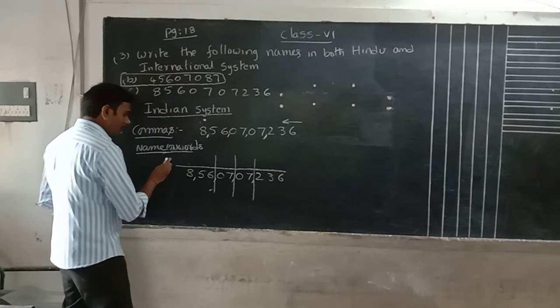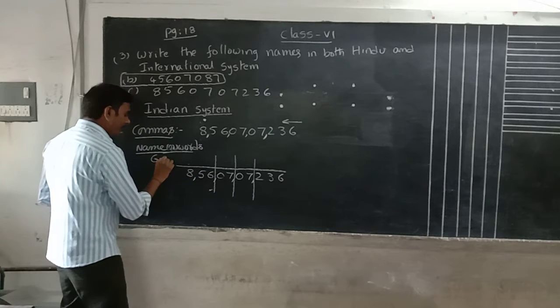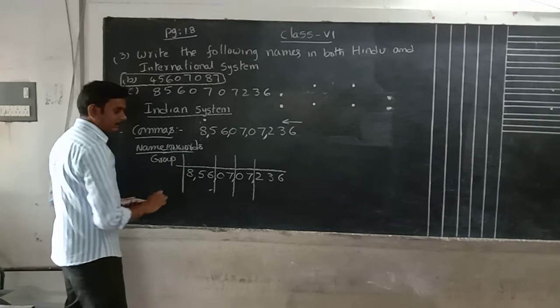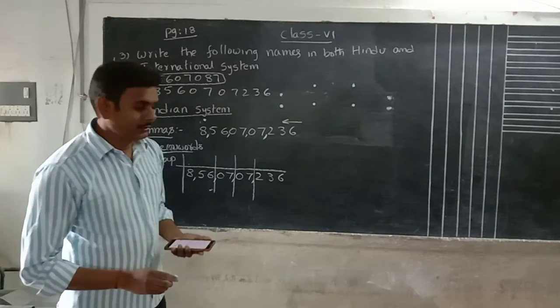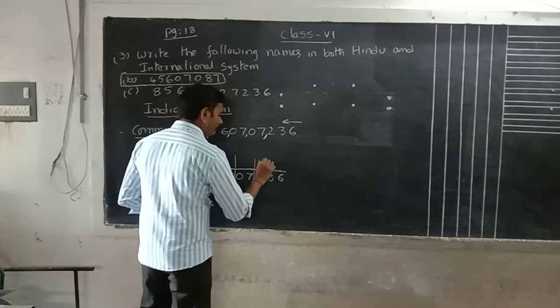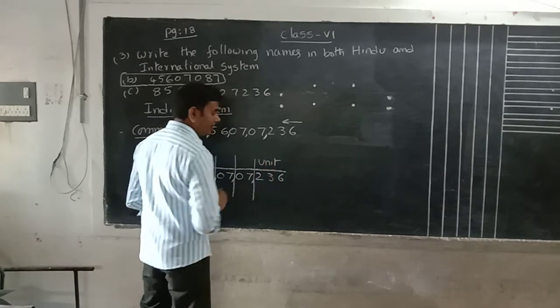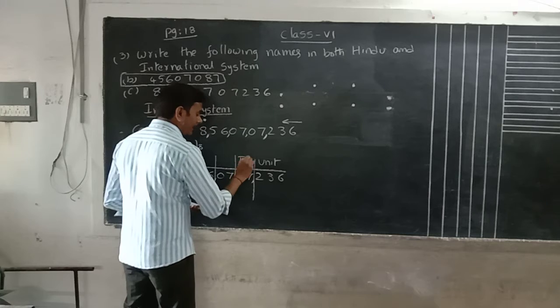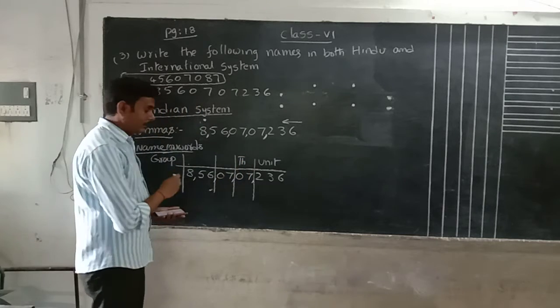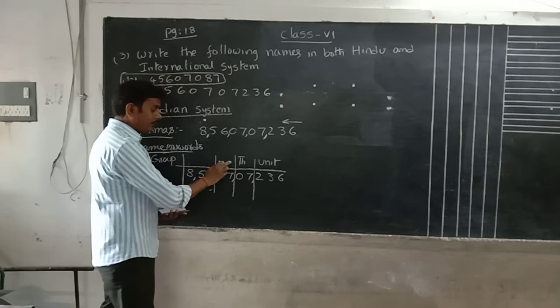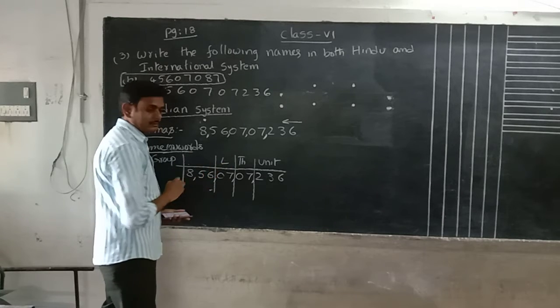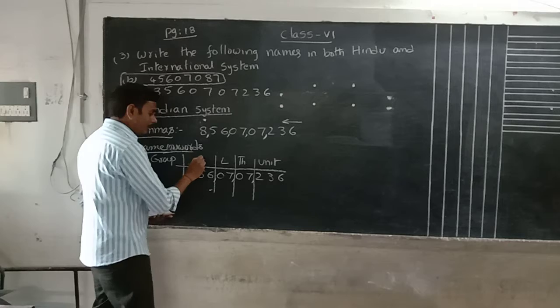Now we have to write the groups. Without using groups also we can write it, but by using groups it is very easy to work. What groups are available here? Unit group, after that the thousand group. According to the Indian system I am writing it. After the thousand group we get the lakh group, and after the lakh group the crore group.